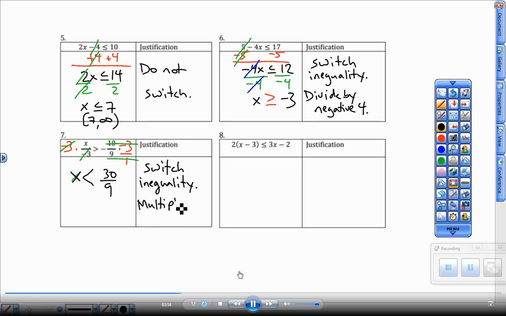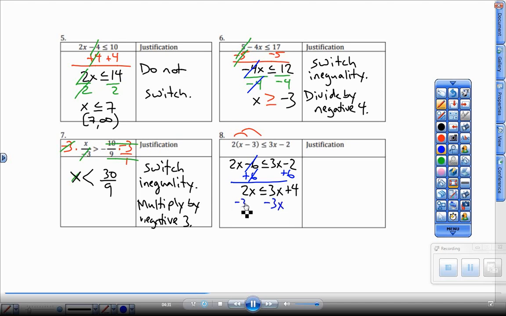All right, last one, number 8. I'm going to have you distribute that. So distribute that. 2x minus 6 less than or equal to 3x minus 2. After I distribute 2x minus 6, it becomes a variables on both sides where I add 6, take away 3x, divide. So solve it like a variables on both sides. Add 6 to both sides, bring down the 2x less than or equal to 3x plus 4. Stay on this side, eliminate the 3x minus 3x minus 3x.